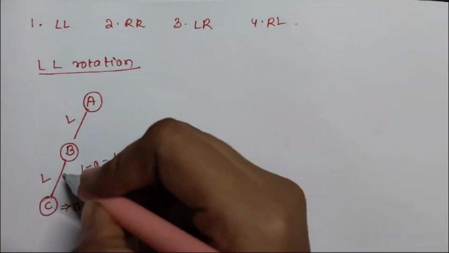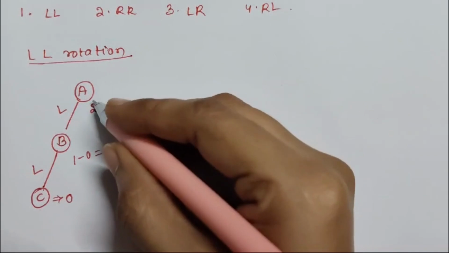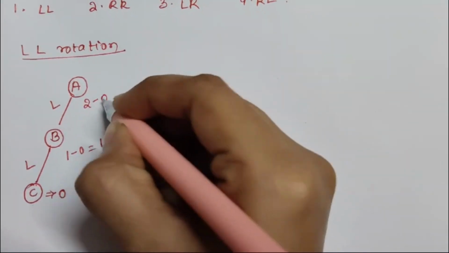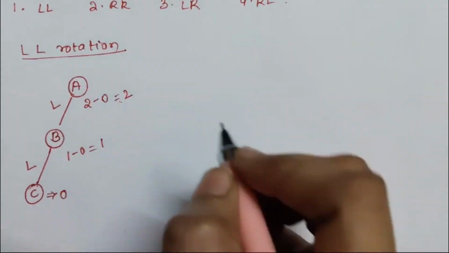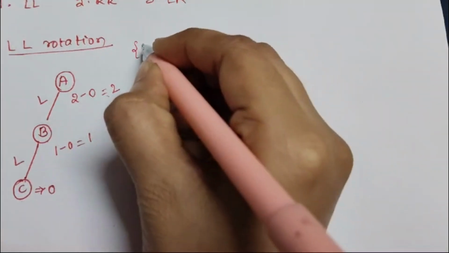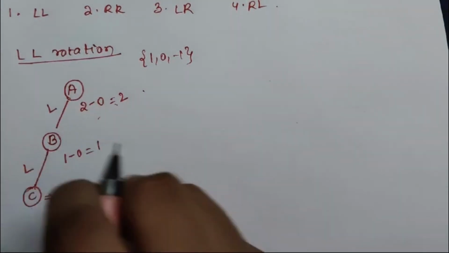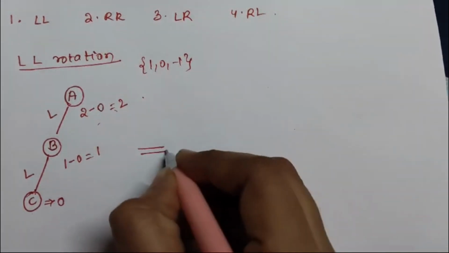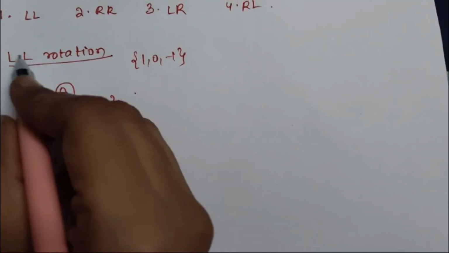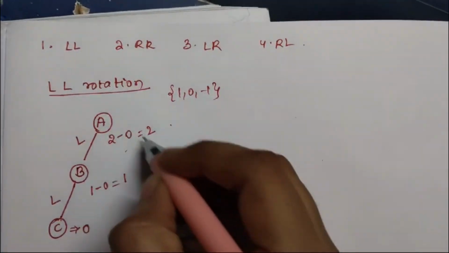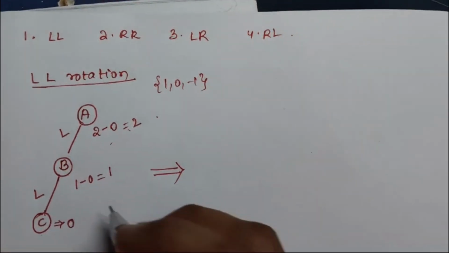For A, on the left side how many nodes do we have? 1, 2, 2. On the right side do we have anything? We don't have anything, so 0. 2 minus 0 is 2. So what are our balancing factors? 1, 0, -1. 2 is not in the list, so we need to balance this. How can we balance this? For LL, you remember, we need to move A to the right side. You need to move the A to the right side.